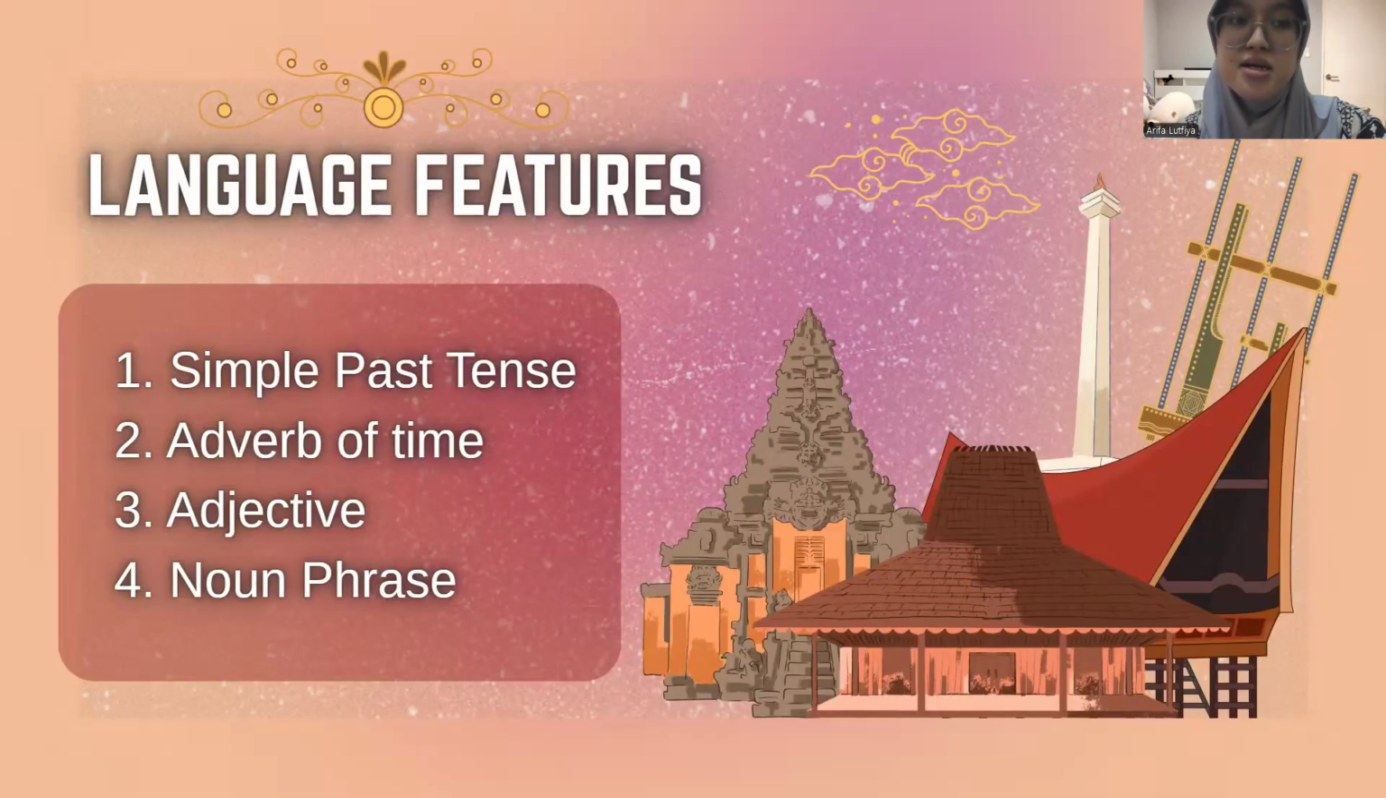And then here are the language features in narrative text. First one is simple past tense. Second one is adverb of time. Third is adjective. And fourth, or the last one, is noun phrase.